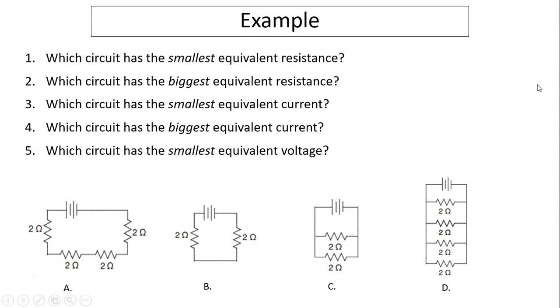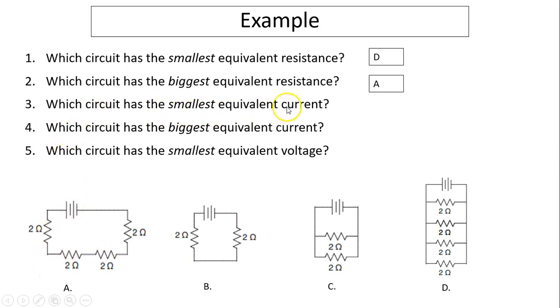Let's take a look at this example. Which circuit has the smallest equivalent resistance? We know for parallel circuits, the more resistors you have, the less resistance you have. So the answer would be D. This is a parallel connection. Which circuit has the biggest equivalent resistance? That would be in series. The more resistors you have, the more resistance you have. That would be answer A.